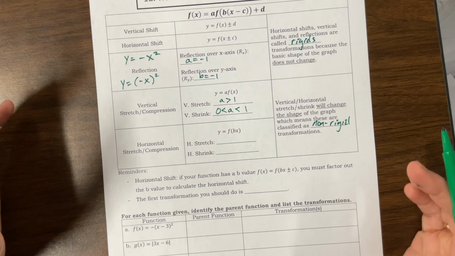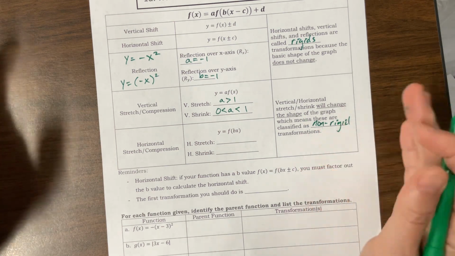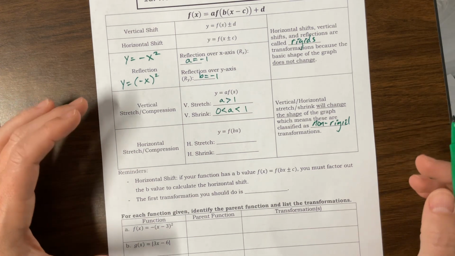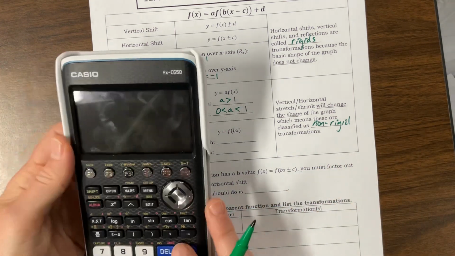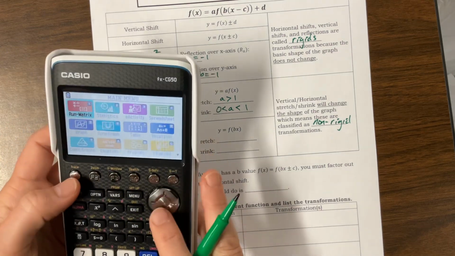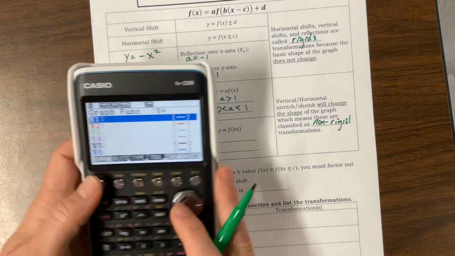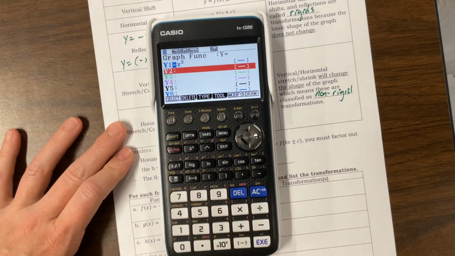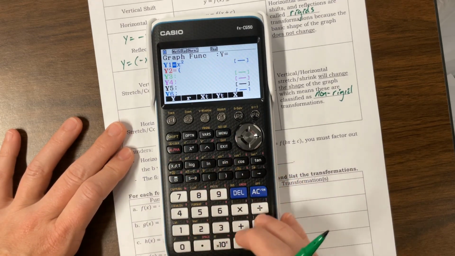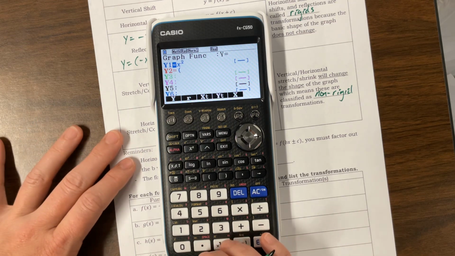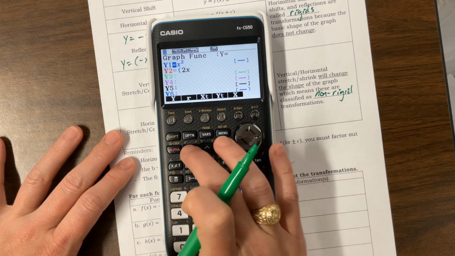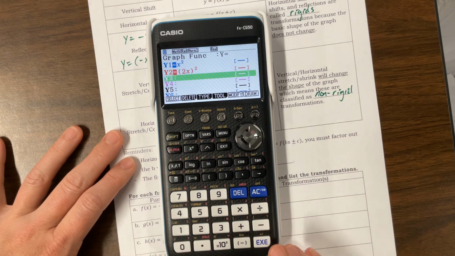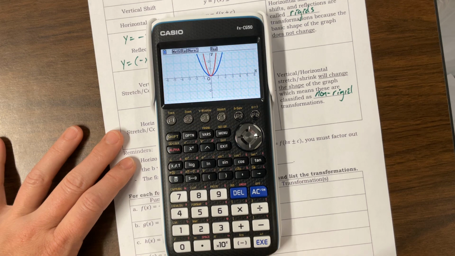I just want to use the word dilation. Let me show it to you this way. Let's look at the parent function, y equals x squared. Now if I put 2x inside parentheses and then square it, here's the parent function and here's the next one.